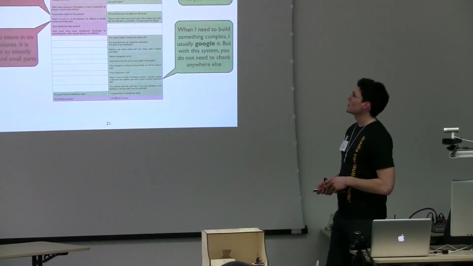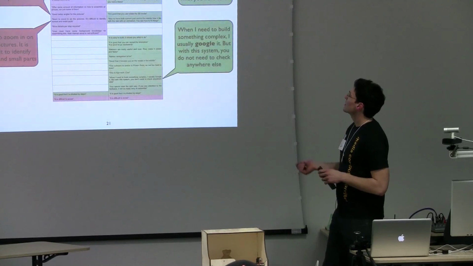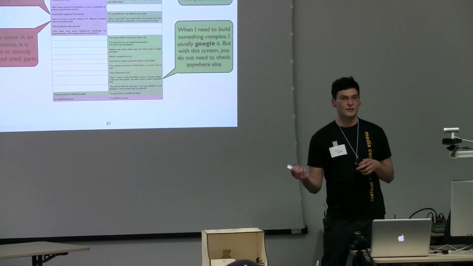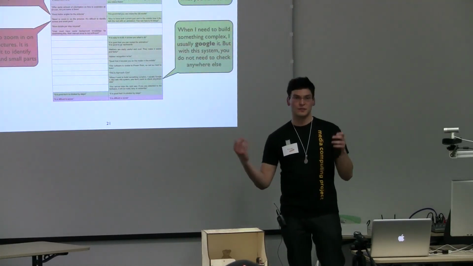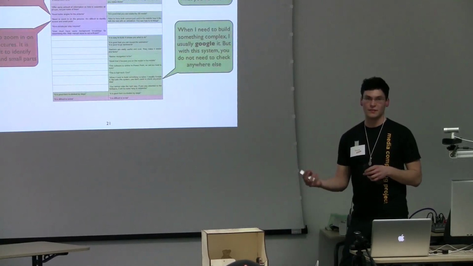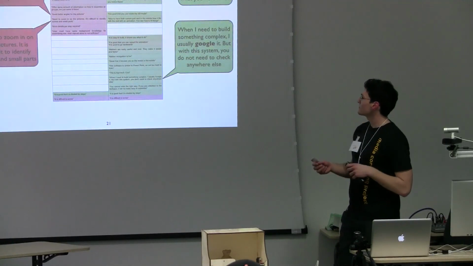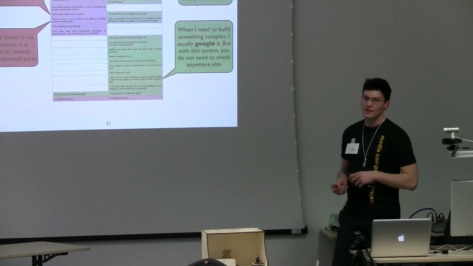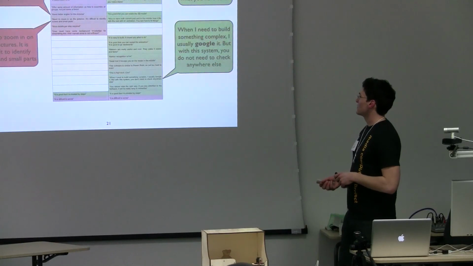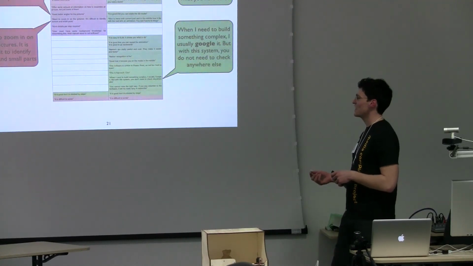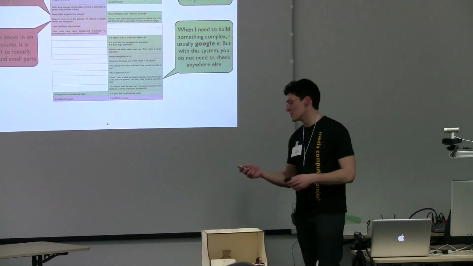What did they say about the interactive system? Well, they said that it's good that the system shows what piece they are using currently. We are highlighting the piece with the green color to make it easier to notice what they are using. They also said that animations are very useful to see what they have to do. This comment is my favorite one. One user said, "When I need to build something complex, I usually Google it. But with this system, you do not need to check anywhere else. So I guess we beat Google."